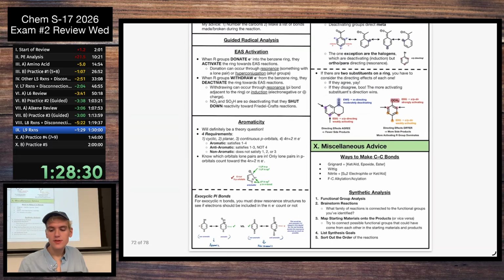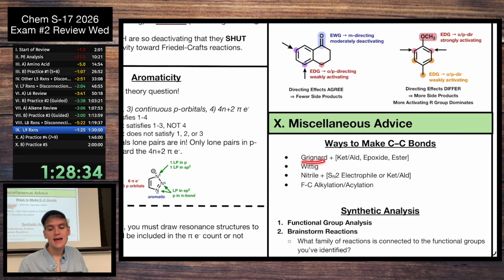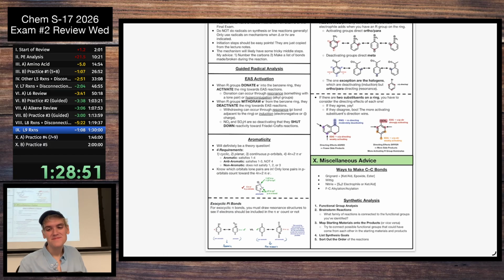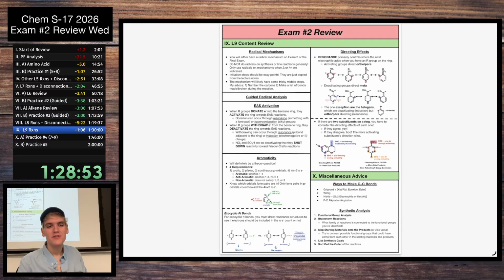Yeah, you know the synthetic analysis advice. Carbon-carbon bonds, we can have Grignards attacking things, we can do Wittig, we can have a nitrile doing SN2, and we can have Friedel-Crafts. That's basically everything you know before Lecture 10. Lecture 10, whoa. A lot of carbon-carbon bonds. That's crazy. We're going to talk about it Friday. But that's most of what I have for you here for Lecture 9. And so the rest of our time is we're going to do some practice.